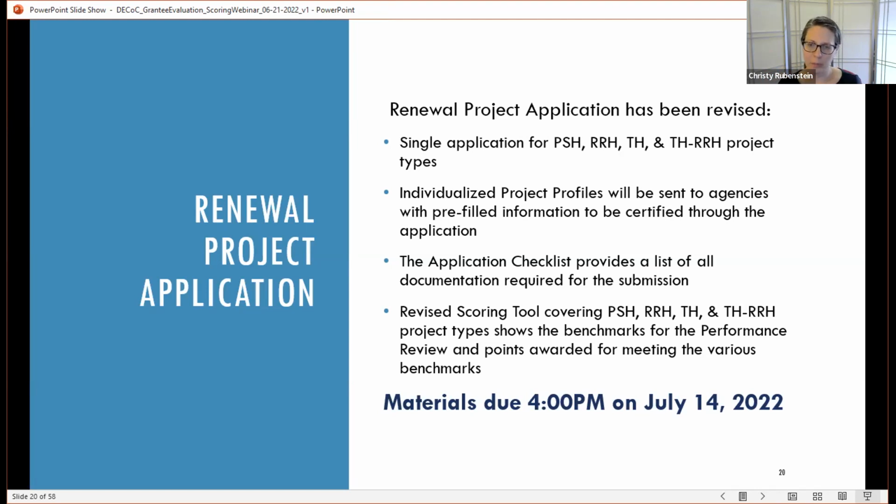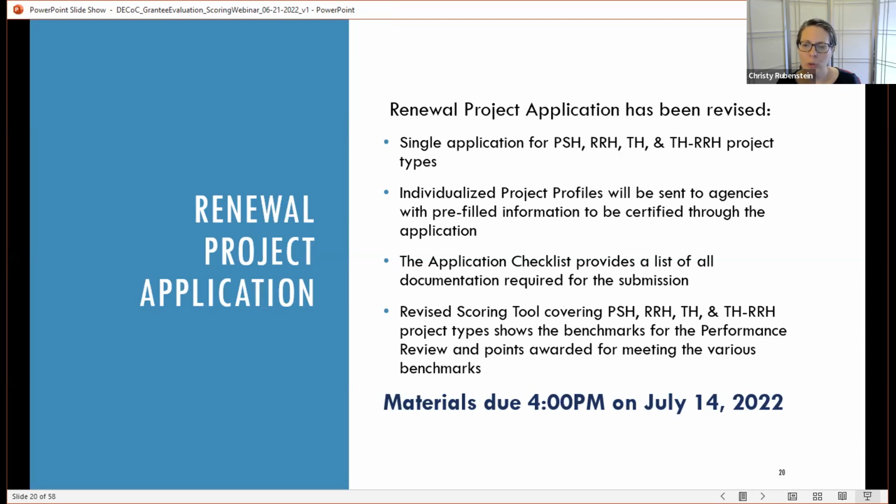And instead of you having to fill in everything all over again, you're just gonna basically check and certify that it is correct. There will also be an application checklist for the submissions for the additional materials and documentation that you need to provide. So be sure to use that to make sure that you are providing all of the documentation needed to make sure that you get all the points that you want to get.